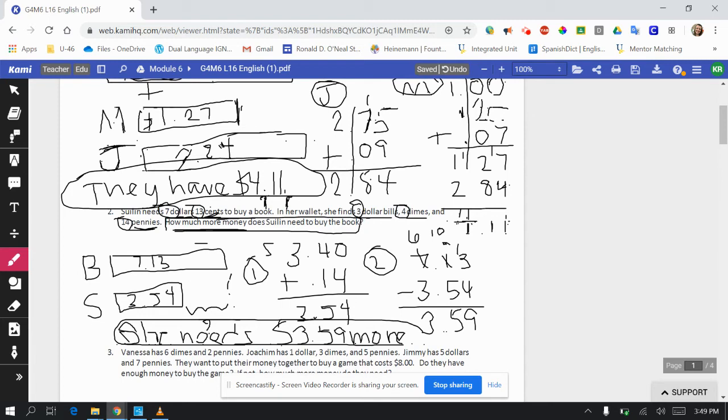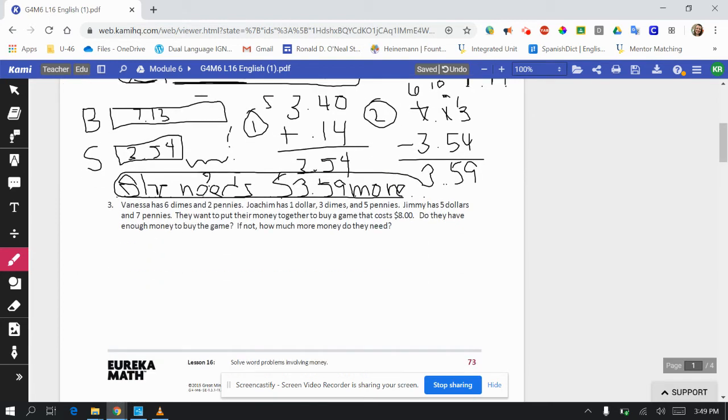On to number 3. All right, Vanessa has 6 dimes and 2 pennies. Joaquin has $1, 3 dimes, and 5 pennies. Jimmy has $5 and 7 pennies. They want to put their money together to buy a game that costs $8. Do they have enough money to buy the game? If not, how much more money do they need?